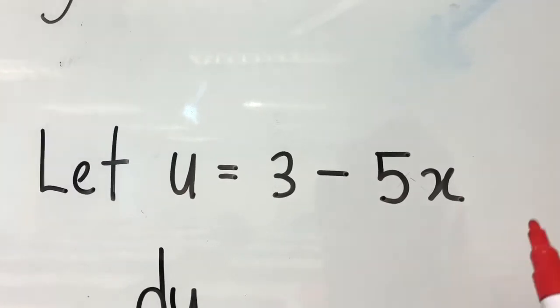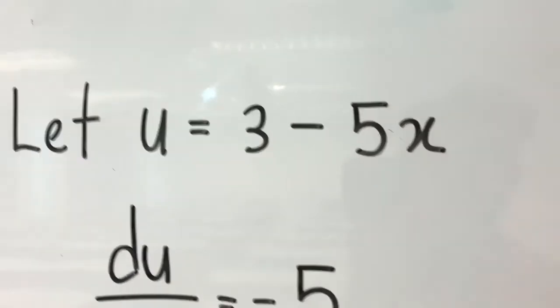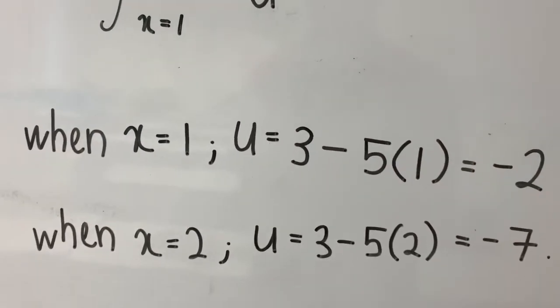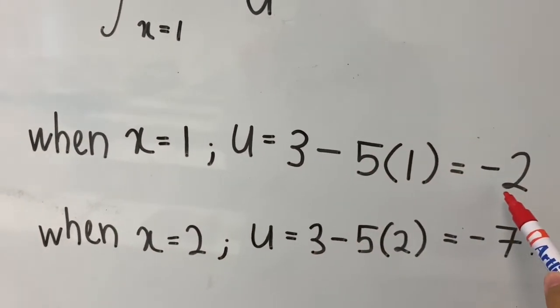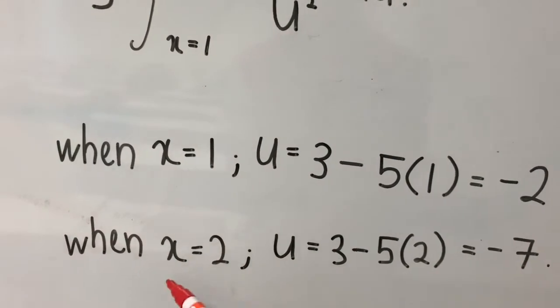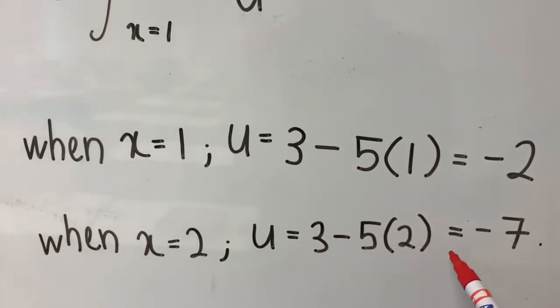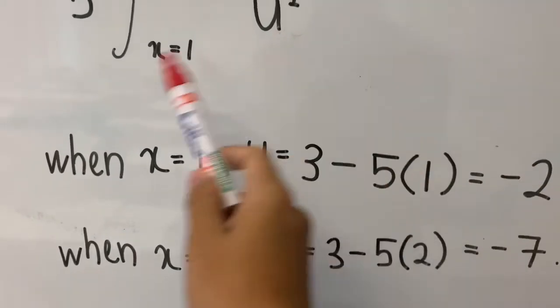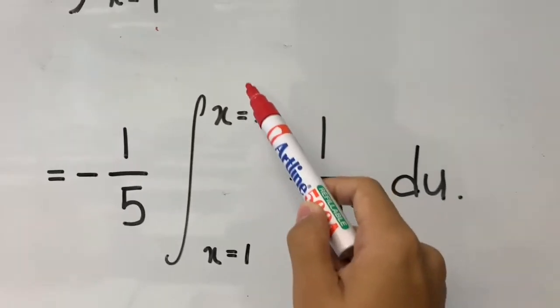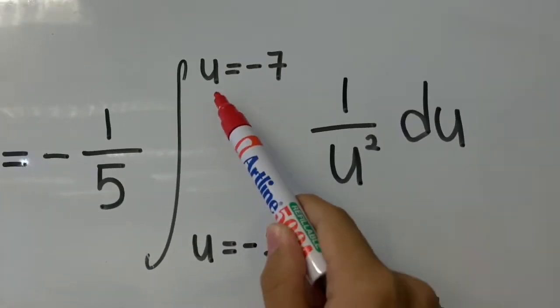u equals 3 minus 5x. So the solution is, when x equals 1, u equals negative 2, and when x equals 2, u equals negative 7. And this will change the terms of x into u.